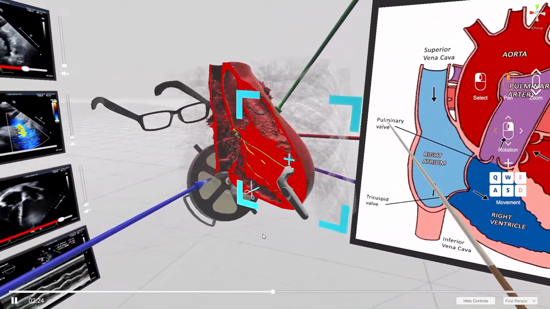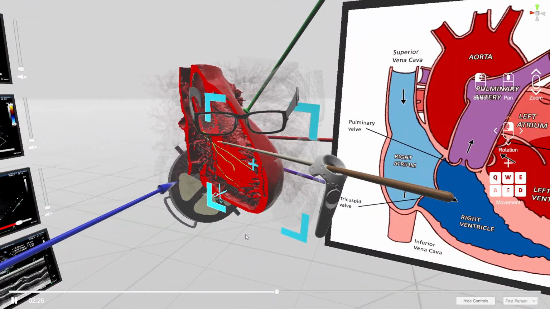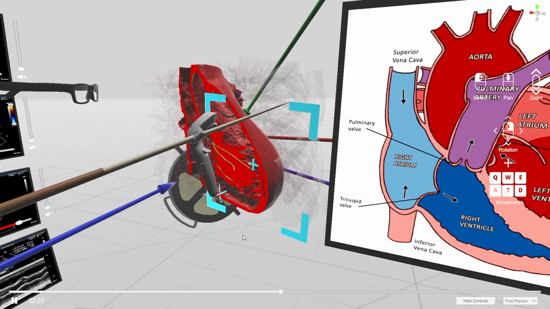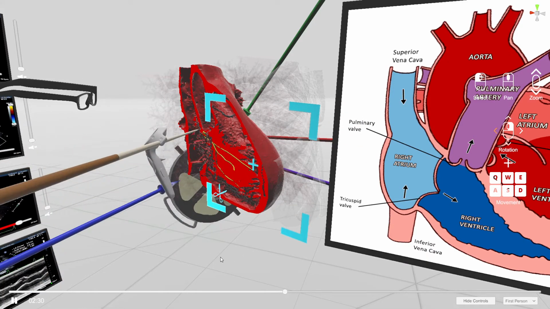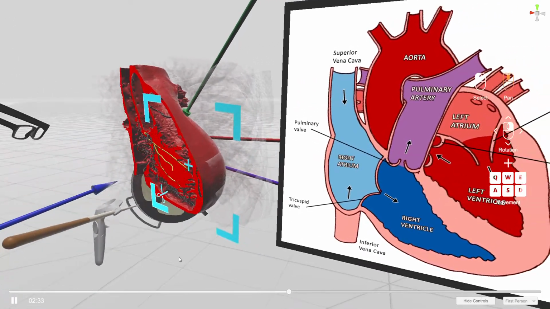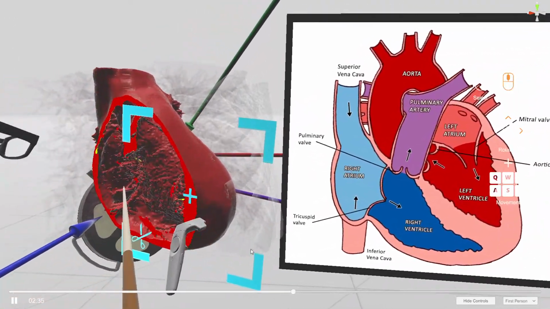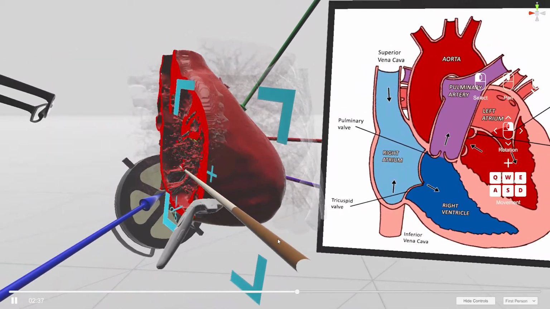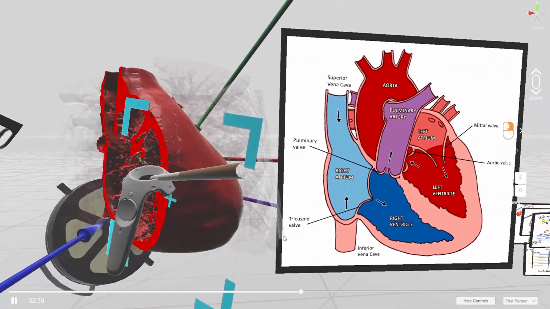We're going to start and run through the anatomy like this. I'm going to run through it in the exact same manner here. SVC, IVC, superior and inferior vena cava, come into the right atrium, which is here.